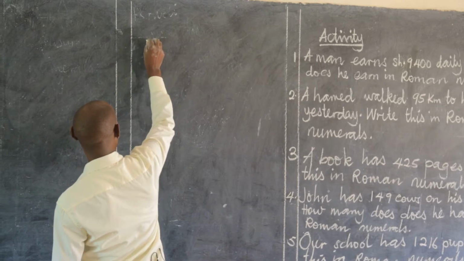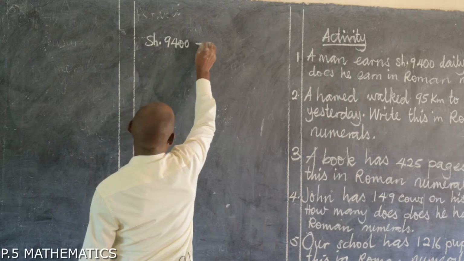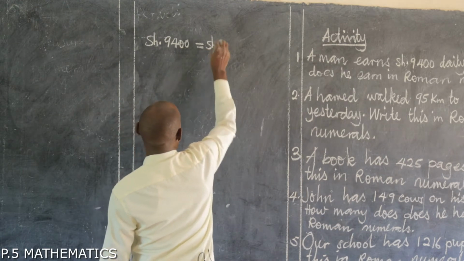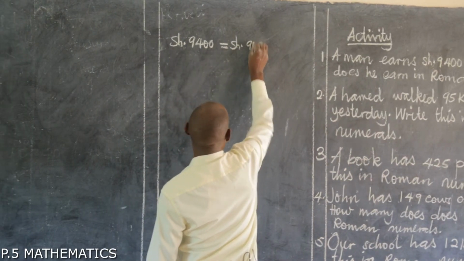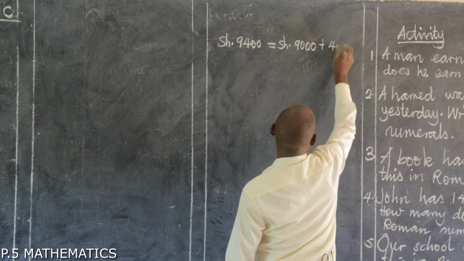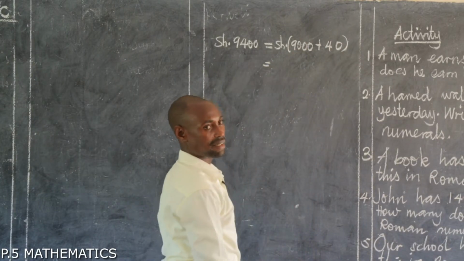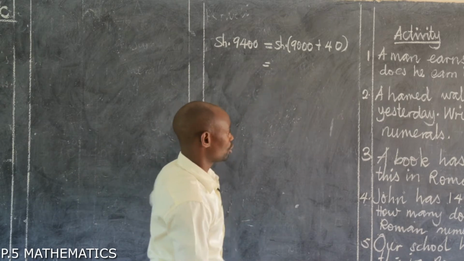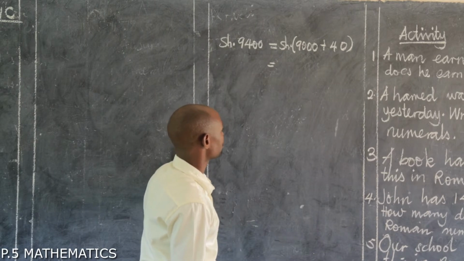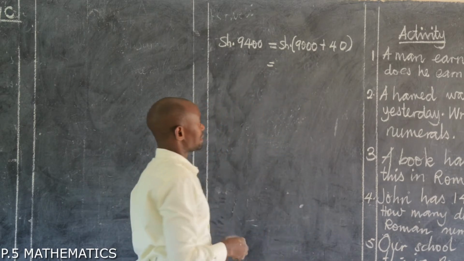So it is 9,400, which we are supposed to write in Roman numerals. We expand. This one is going to give you 9,000, then plus 40. So how do we write 9,000 in Roman numerals? Do we have 9,000 on our basic 7?